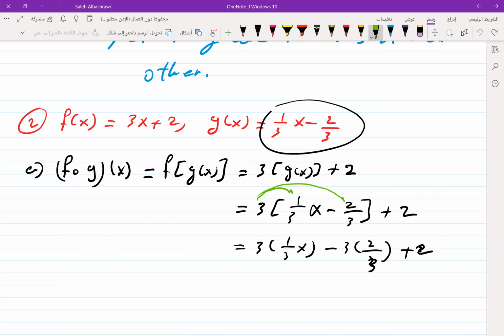We simplify it. The 3 with the 3 will be cancelled, and I will have x. And 2 with minus 2 will give me 0. I will have only x. So the first condition is satisfied.